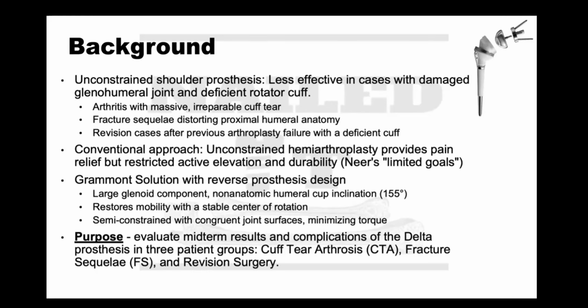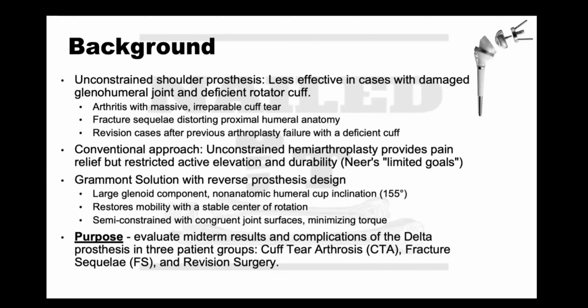The conventional approach tends to be an unconstrained hemiarthroplasty, which goes along with the limited goals: it provides pain relief, but you still have restricted active elevation. Biomechanically, there's also a fixed fulcrum, which imposes stress on the prosthesis and glenoid bone interface and leads to loosening over time.